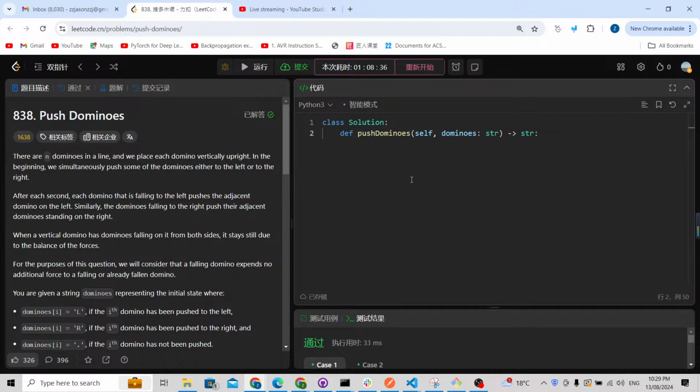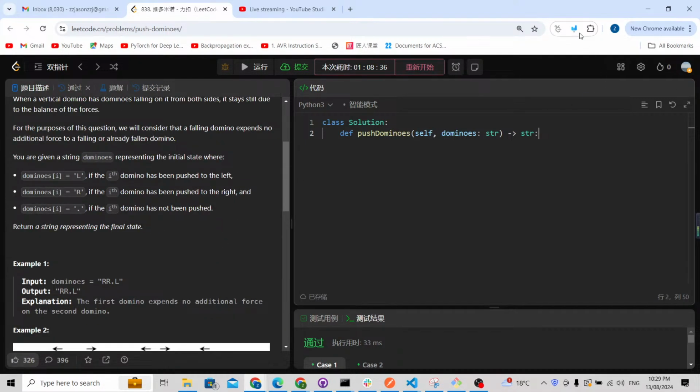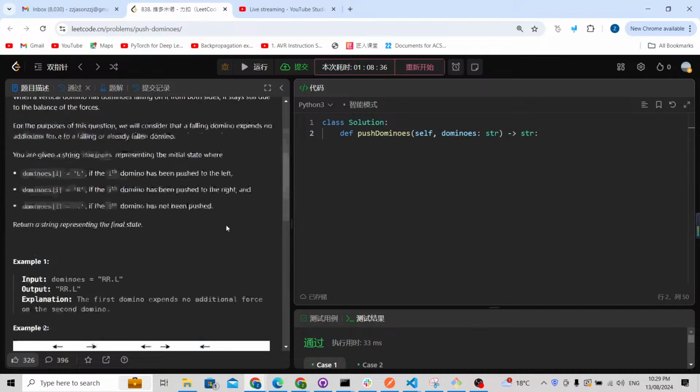Hello, welcome. Let's try to solve another Leetcode problem, 838, Push Dominoes. If you understand the problem, let me just try to explain it by using some examples, and then we're gonna simulate the problem, because I think simulation is gonna be easier to understand and to solve. So let's first try to understand some examples.